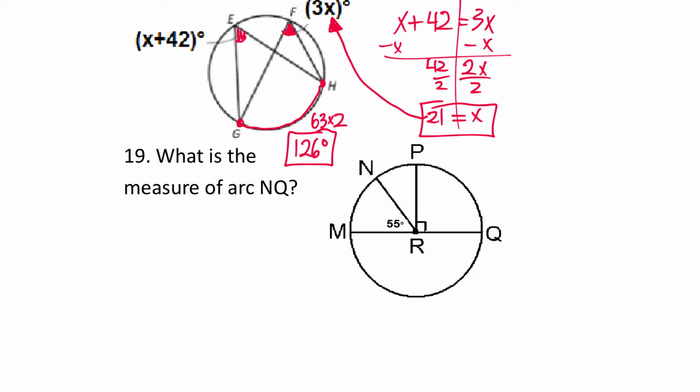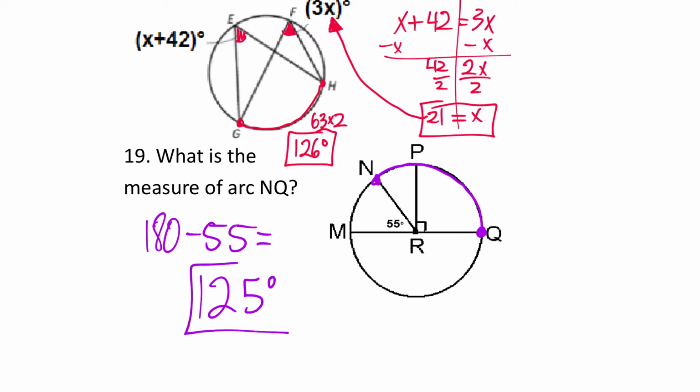Okay, number 19 says, what's the measurement of arc MQ? So this right here. From M to Q is how many degrees? 180. So there's 55 right there. So I'm just going to do 180 minus 55. That's going to give us 125 degrees.